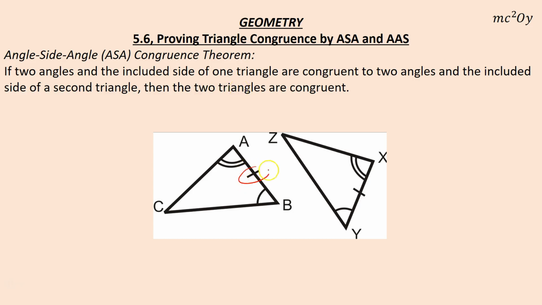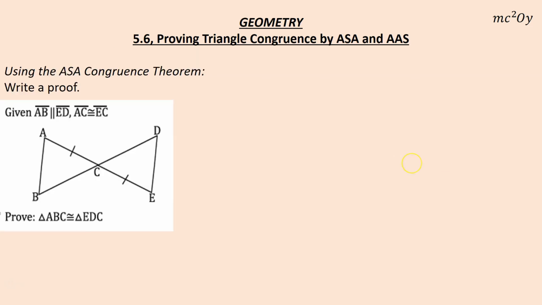So notice the included side is the side that's stuck between the two congruent angles. It's the side that connects them. So if you draw a path from one congruent angle to the other congruent angle, that is the included side. Okay, so we're going to use that theorem to help make some proofs here.